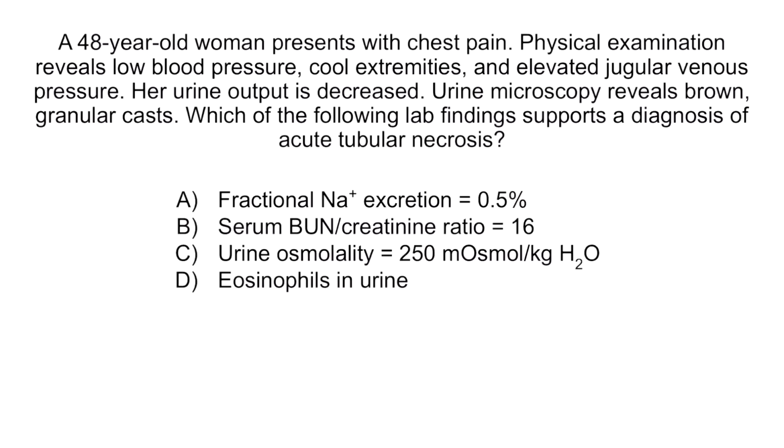A. Fractional sodium excretion equals 0.5%. B. Serum BUN to creatinine ratio is 16. C. Urine osmolality is 250 milliosmoles per kilogram of water. Or D. Eosinophils in urine. Now, based on the chest pain, low blood pressure, and the cool extremities, and the elevated jugular venous pressure, it appears that the patient has prerenal azotemia as a result of congestive heart failure.